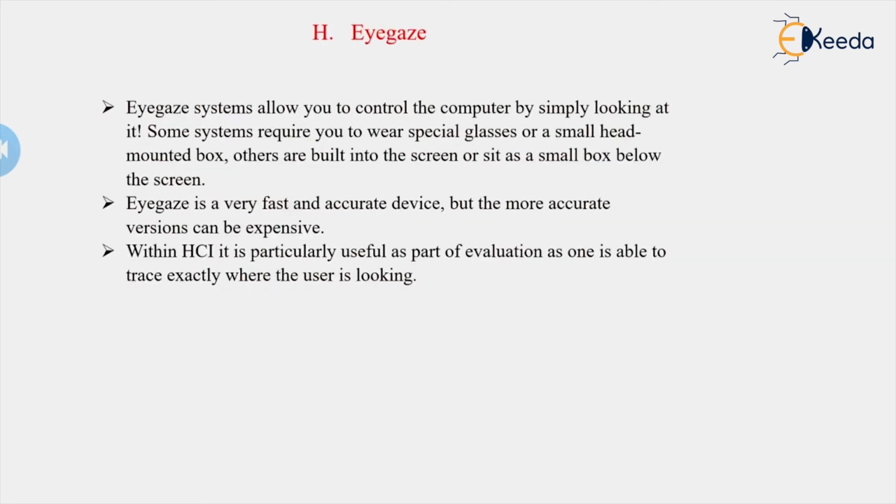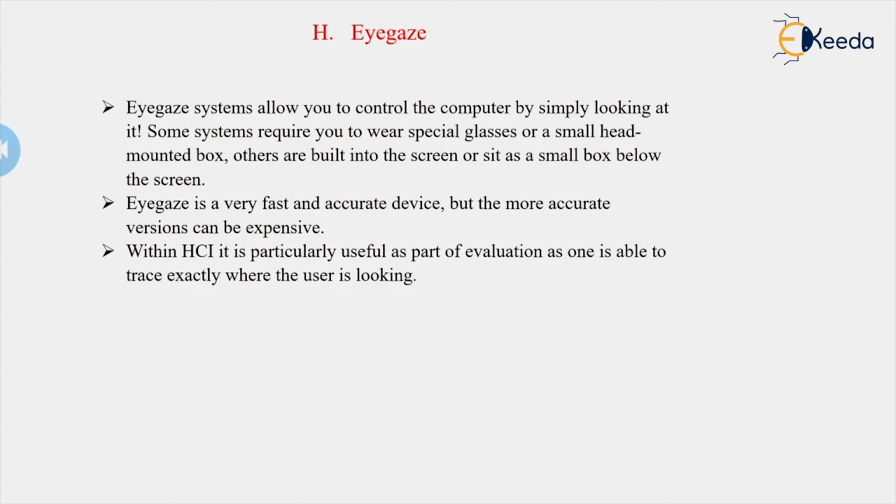Then you have eye gaze. Eye gaze allows you to control the computer by simply looking at it. Some systems require you to wear special glasses, like 3D glasses, because it directly affects your screen. Eye gaze is a very fast and accurate device, but some accurate versions can be expensive. And if we talk about human computer interface, it's particularly useful for evaluation.